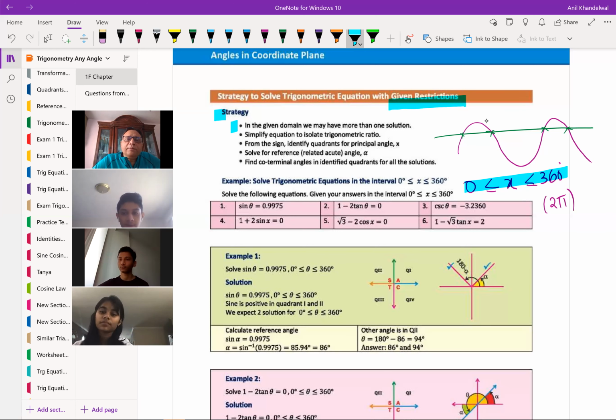So we'll look into the domain. Example number one. Krishiv, can you please read the example?